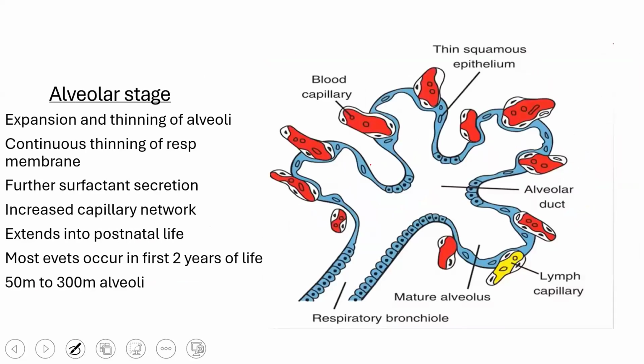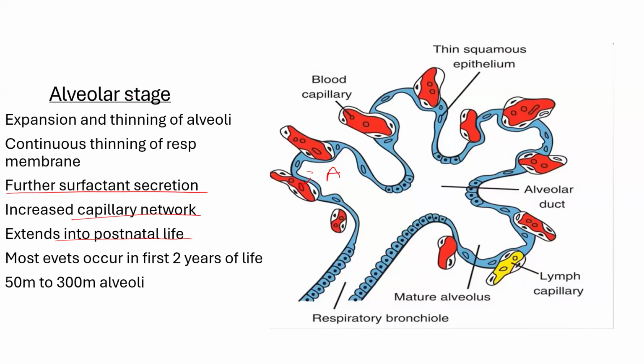Then we have the alveolar stage now, where we have continued thinning of the alveoli and expansion. So here you are just forming alveoli, okay? You have continuous thinning of the respiratory membrane, that primitive blood gas barrier. So air will be here in the future. This is blood. So this is the blood gas barrier, okay? This barrier is what thins out. You want to decrease it as much as you can so that you decrease the diffusion distance for air. So there is also further surfactant production and an increased capillary network, as you can see.